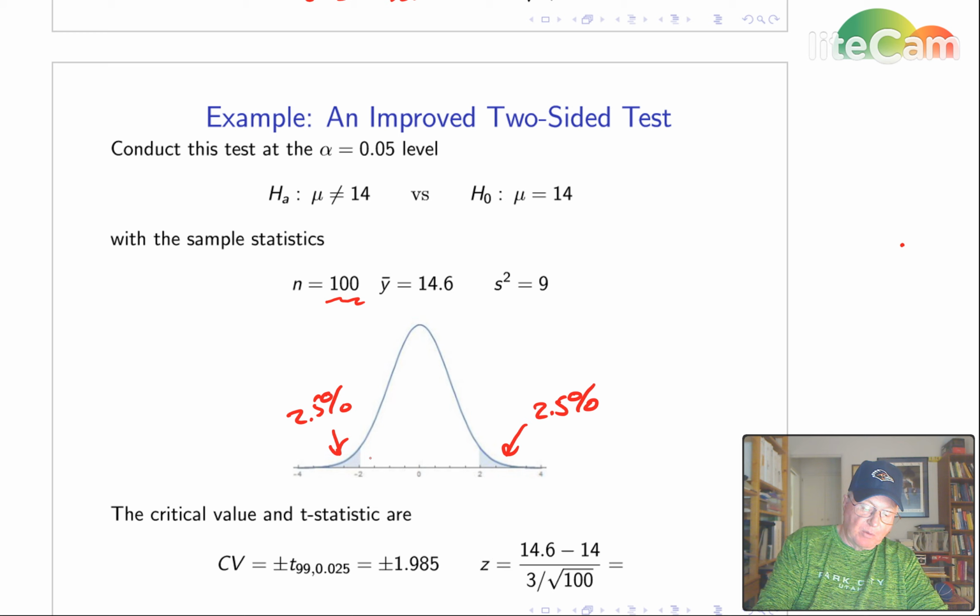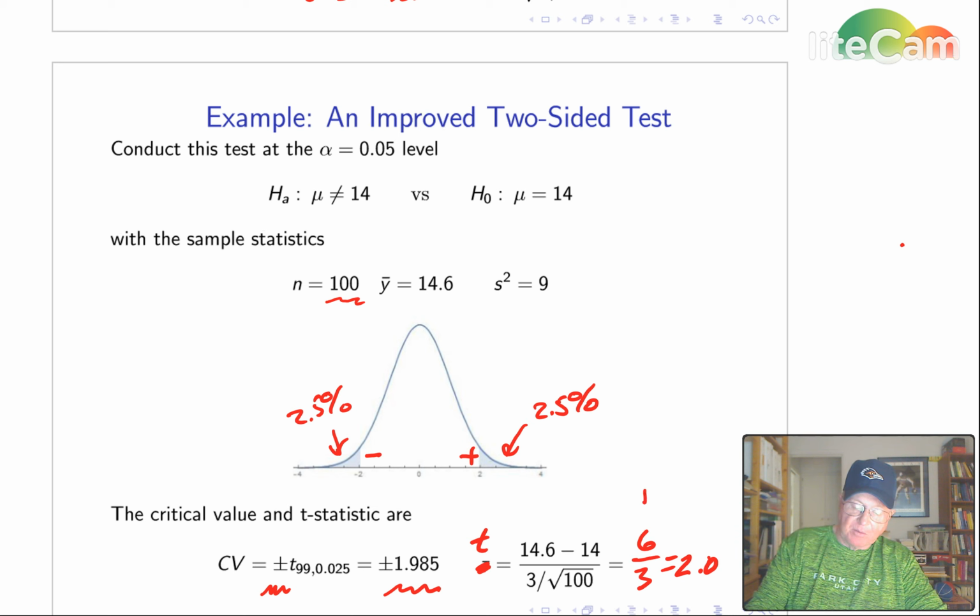And notice we've got a minus side and a plus side. So now we have a plus or minus. We look up the 2.5% tail for the t-statistic with 99 degrees of freedom. We get 1.9845, plus or minus, of course. When we calculate our t-statistic, that's t, not z, we get 10 times 0.6, so 6 over 3, we get 2.0. And again, we reject the null because 2.0 is greater than 1.985.